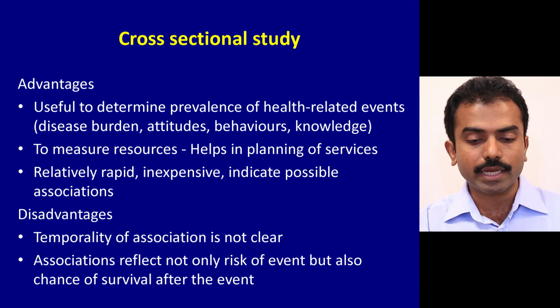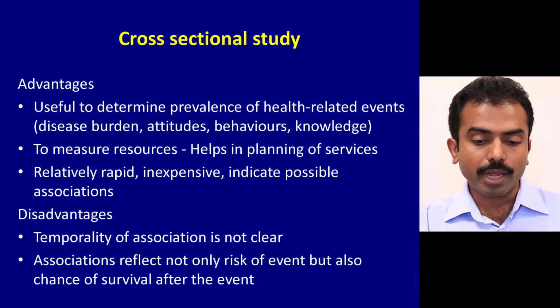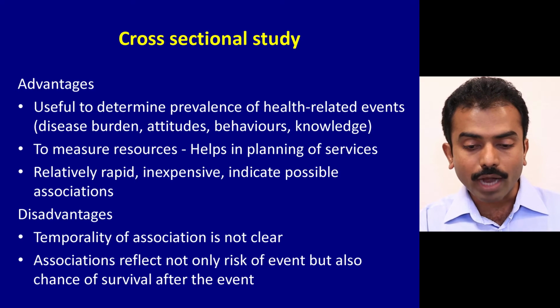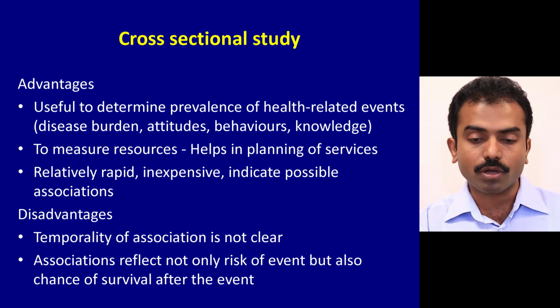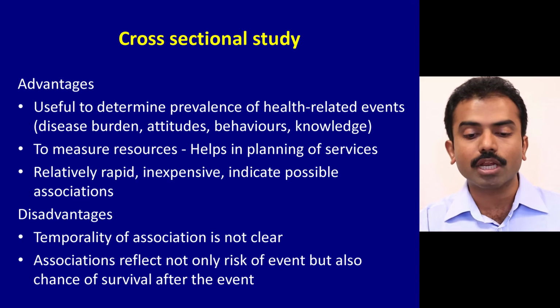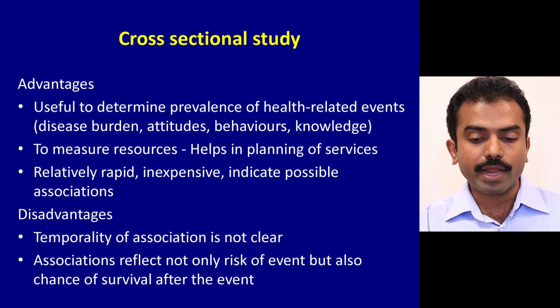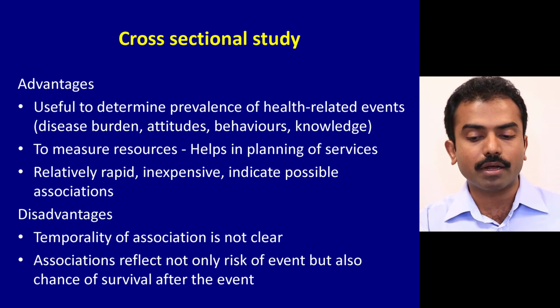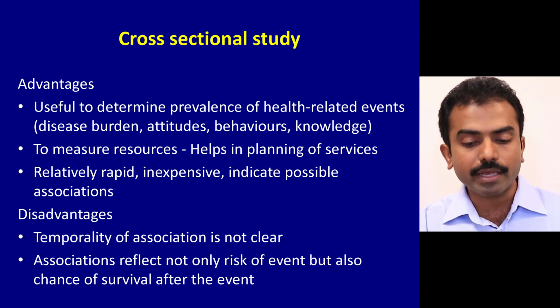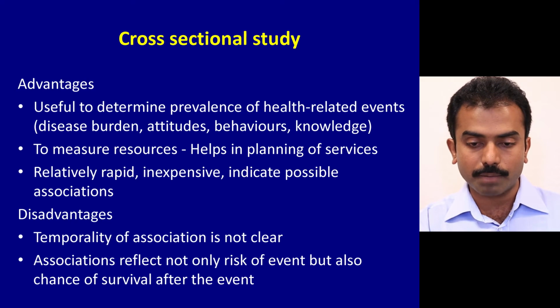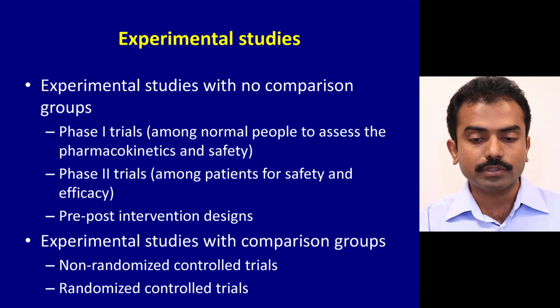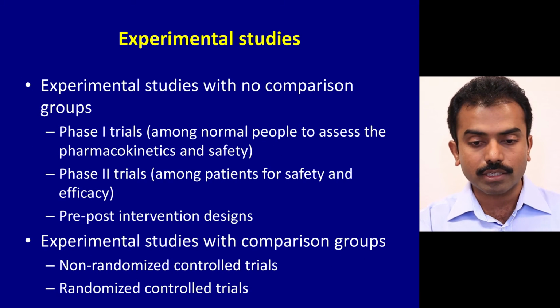I think I've already said about the disadvantages. The main disadvantage is the temporality of association is not at all clear in a cross-sectional study. And the associations, even if we find out in a cross-sectional study, reflect not only risk of outcome, but also chance of survival after the outcome has developed. So these are the two important disadvantages. So this is a short overview of observational study designs.